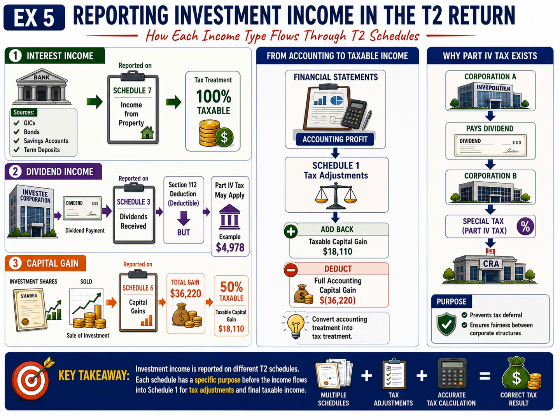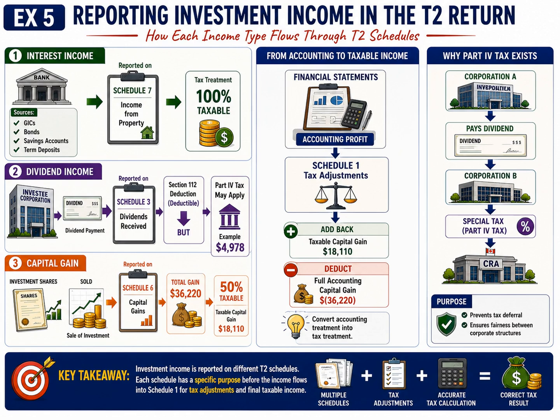One of the biggest challenges for beginners is realizing that investment income does not flow into a single schedule. Instead, each type of income follows its own reporting path before becoming part of the corporation's final taxable income. Let's begin with the left side of the slide, where we follow each category of investment income through the appropriate T2 schedules. The first category is interest income.